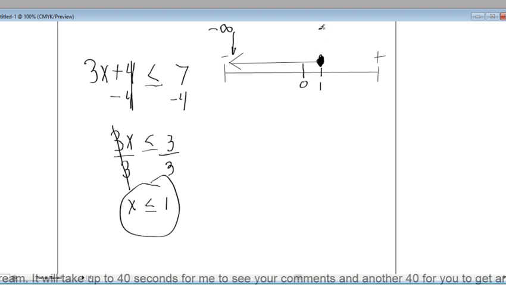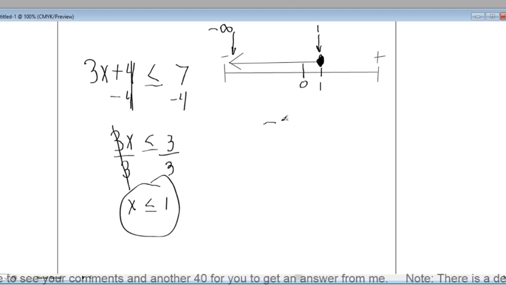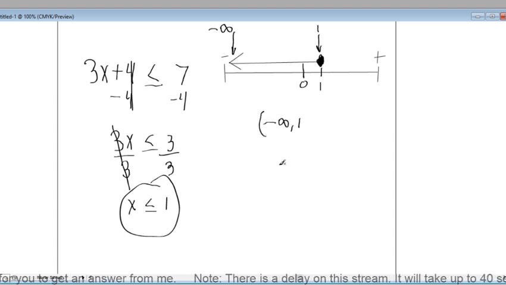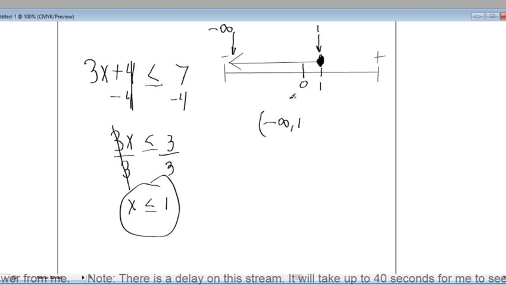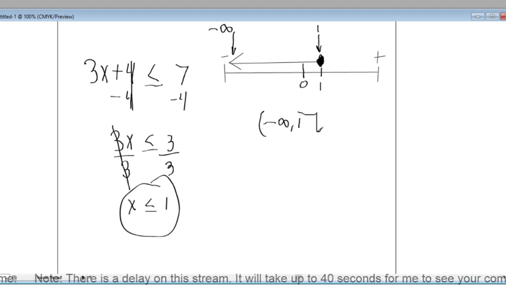Try that again. So, again, intervals: start point, negative infinity, end point, 1. Can we be equal to infinity? No, so we will use a parenthesis around this. Can we be equal to 1 in this case, though? Absolutely. So instead of using a parenthesis, we're actually going to use a bracket. And there is our interval notation.